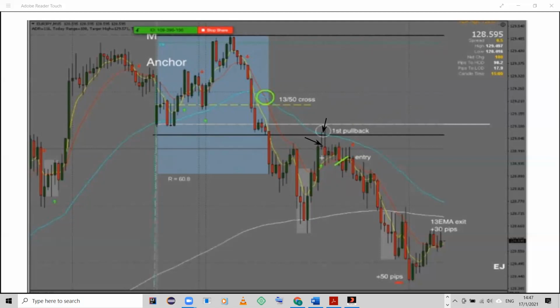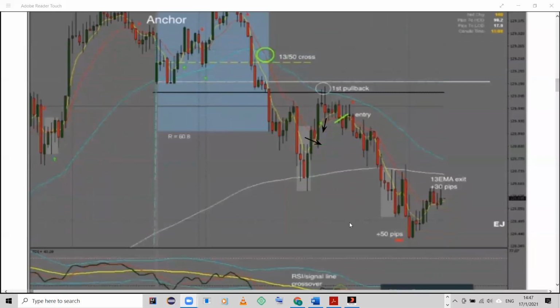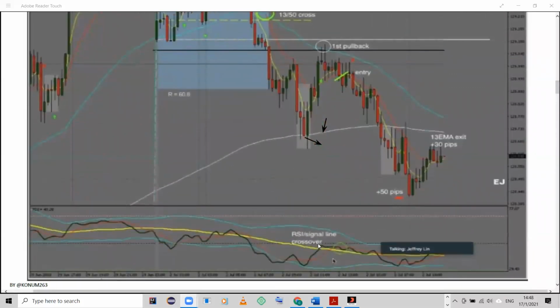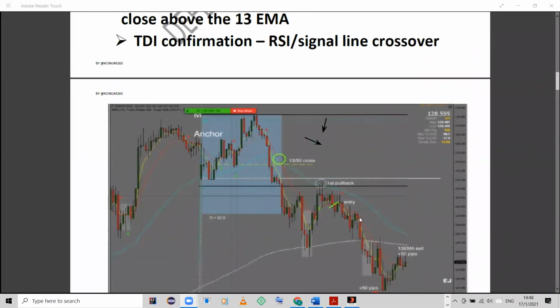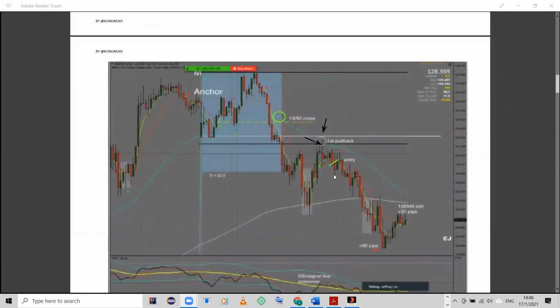After you notice that candlestick pattern, what are we now waiting for? A cross below the 13 MA. After the cross below the 13 MA, what do we look for? The TDI confirmation. And on the TDI, what we're looking for is the RSI signal line crossover. Then immediately as that happens, we enter our trade.